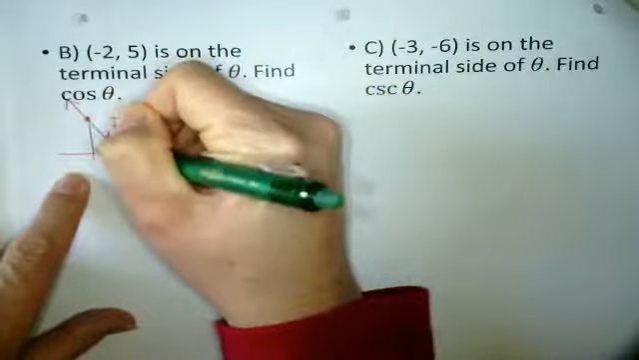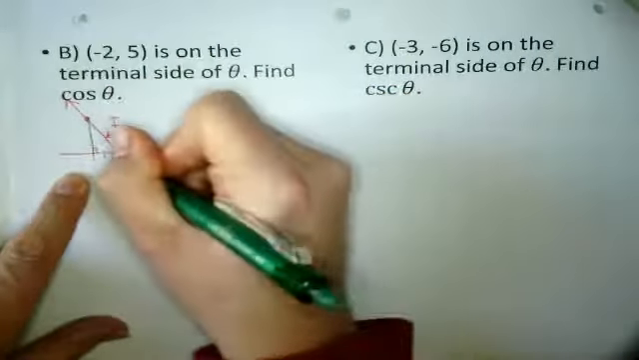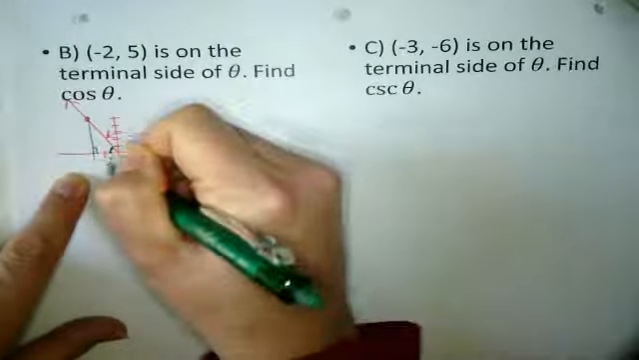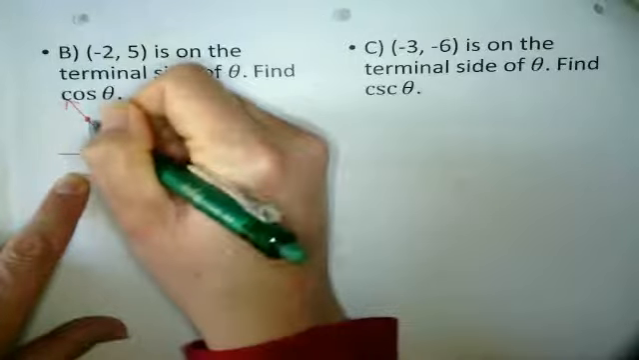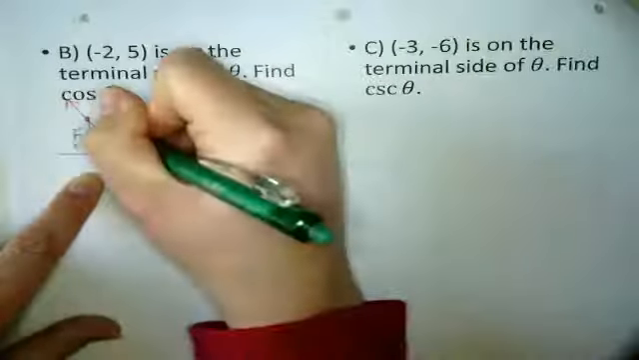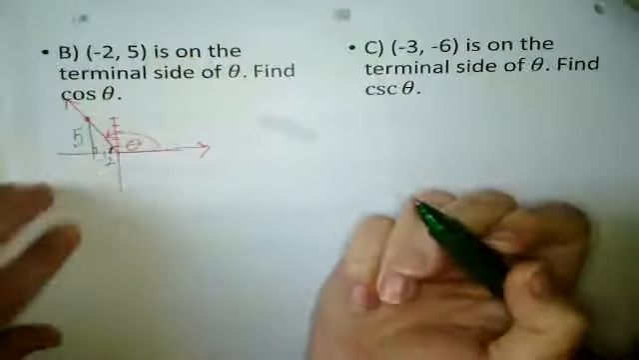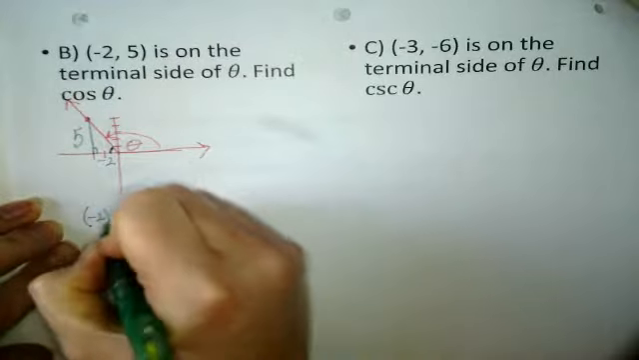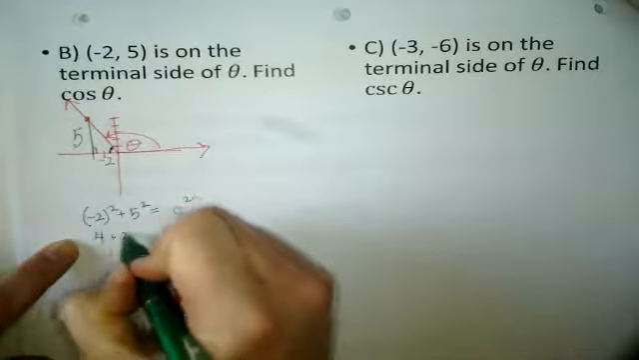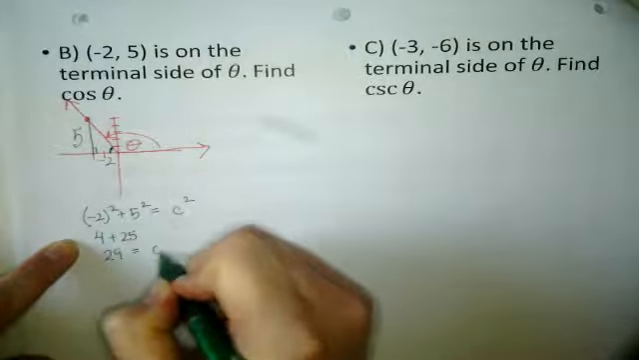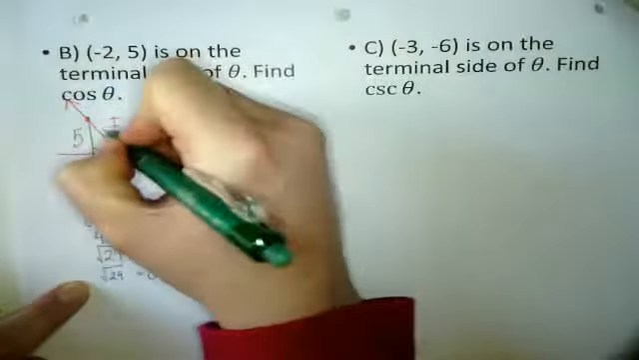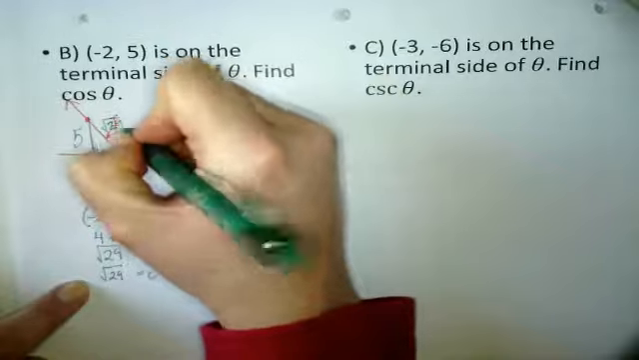So all I have to do is drop my altitude to create my little reference triangle that we can use to find ratios. So I know that this side is negative 2, and the hypotenuse, the long leg, is 5. So once again, I need to figure out that hypotenuse, because once again, this is not a unit circle. So let's see, leg squared plus leg squared equals hypotenuse squared. So that's 4 plus 25, which would be 29. Square root, and I can't simplify it. So that means this third side has a length of radical 29.